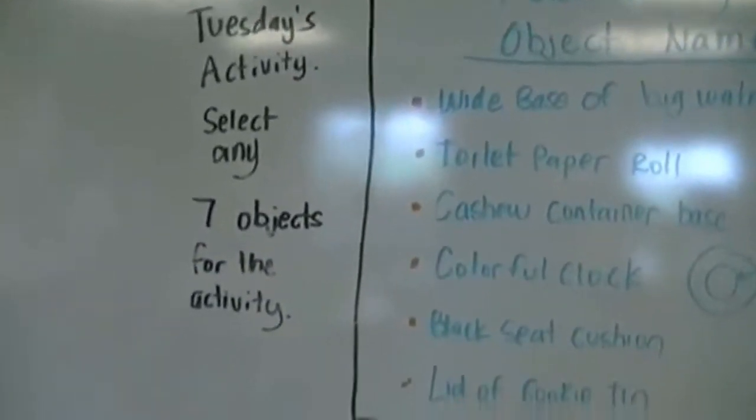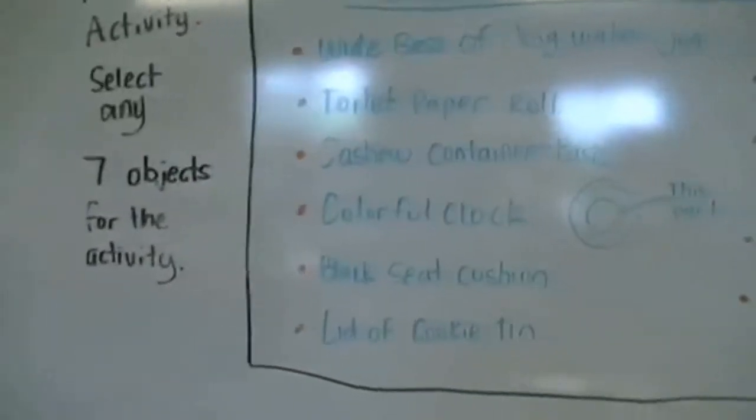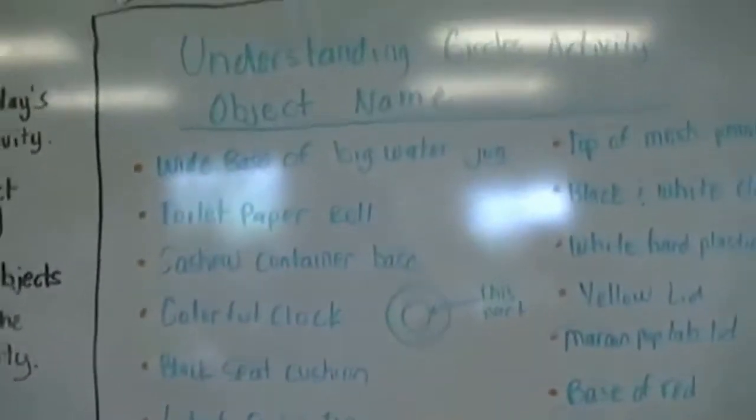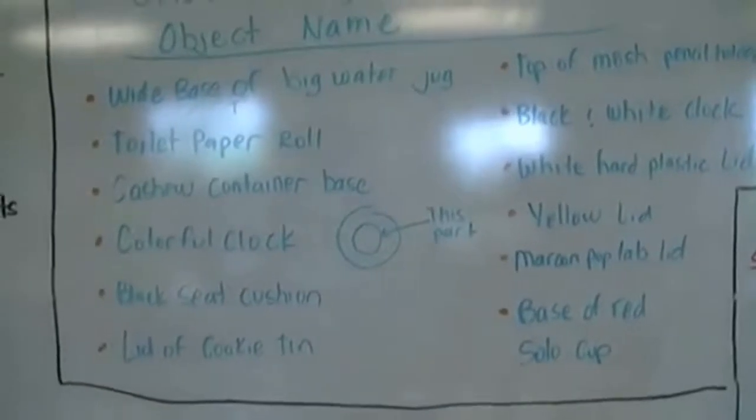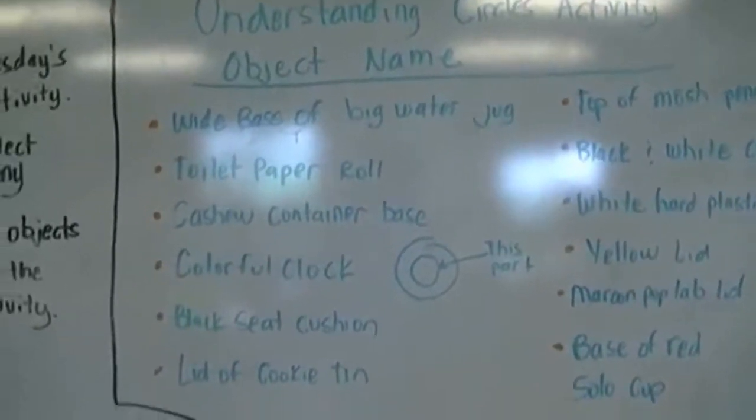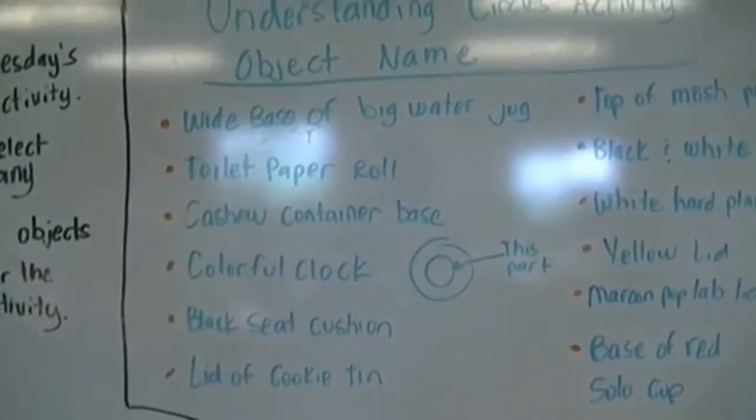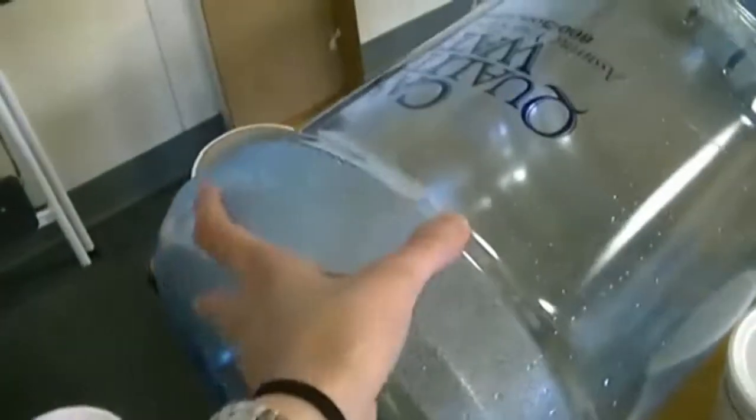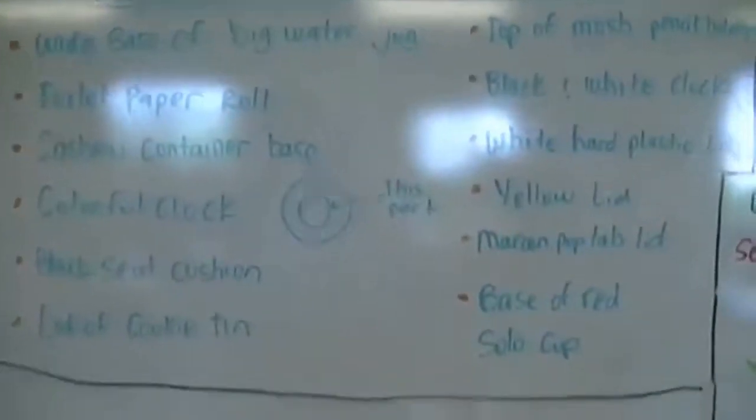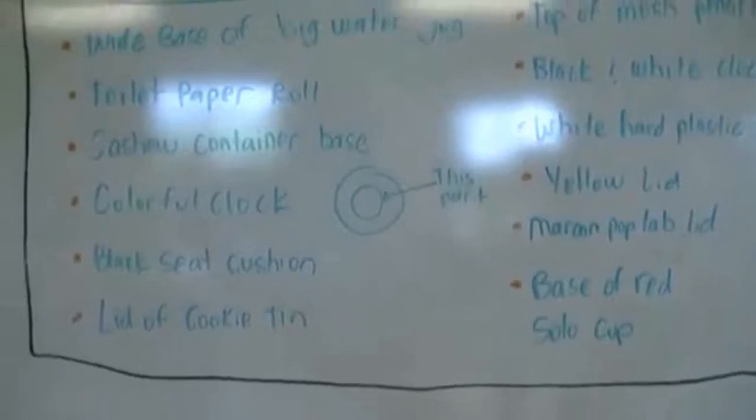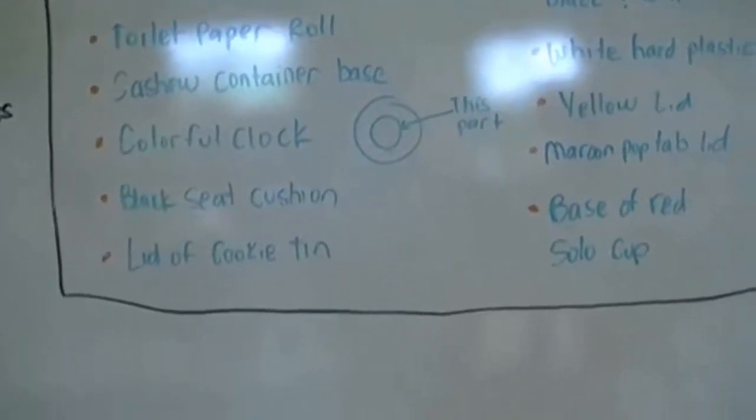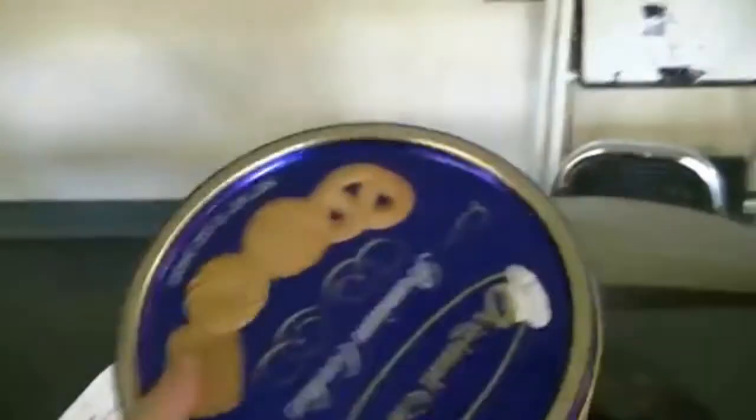So for this activity, you select any seven objects. Here are the titles of what you will be measuring. So you're like, oh, a wide base of a big water jug. What's that? That's this. This is the wide base of the big water jug. You'll be measuring that if that's one of the ones you select. There's quite a cute little list up there of things that you will measure. You and your partner will pick just 7. And if you're like, oh my gosh, everyone wants to do this one and I'm waiting in line for it, then don't do that one. Don't start with that.